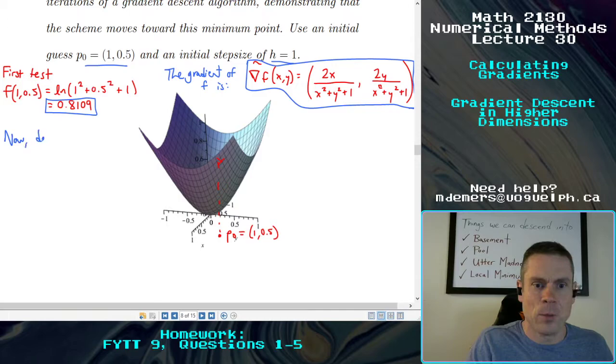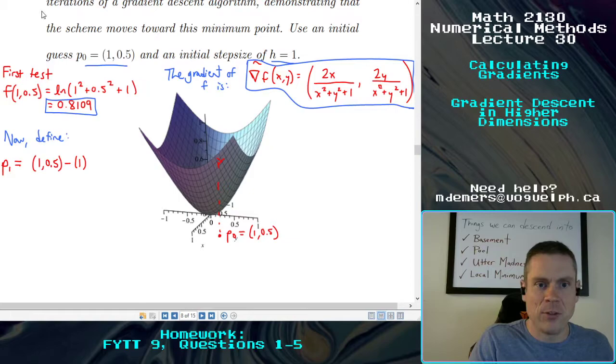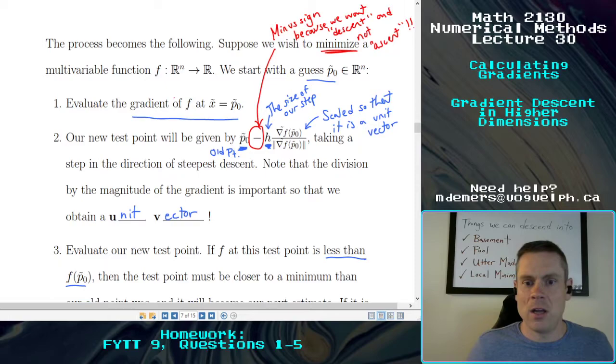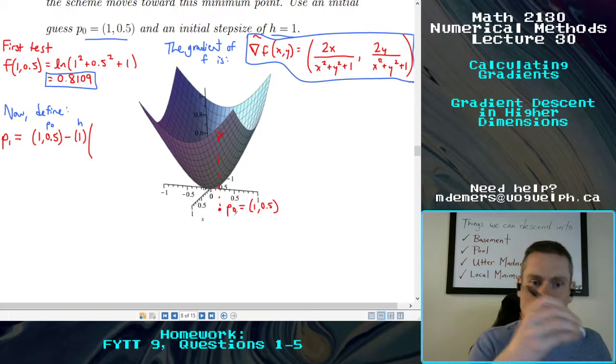our P1. Our P1 is going to equal, we're going to take our old point, and we're going to walk in the direction of steepest descent, an amount that is equal to our step size of 1. So this is our H, this is our P0, and we're going to take our gradient. Looking at the scheme from the last page, we needed that gradient divided by its own magnitude. So we need to plug our x and y equals 1 and 0.5 into that gradient that I wrote up in the top right.